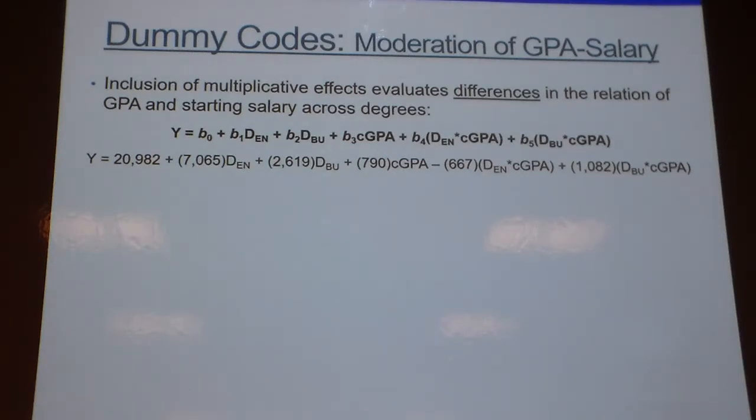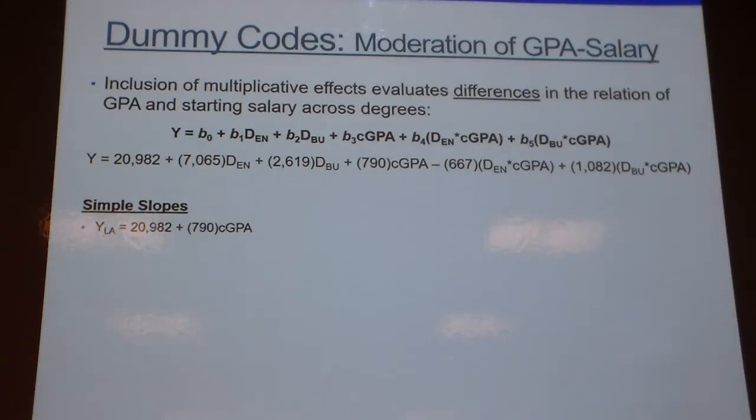That's going to screw up the whole thing. Okay. But so what we've done is we've regressed starting salary on a 0 1 for engineering or everything else, a 0 1 for business or everything else, center GPA, and then our interaction of our dummy code, our 0 1 for engineering times GPA, our dummy code, our 0 1 for business times GPA. Okay? And if we do this, we go down through and take a look at this model.